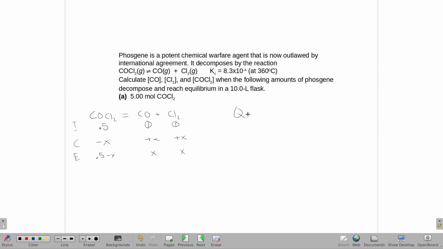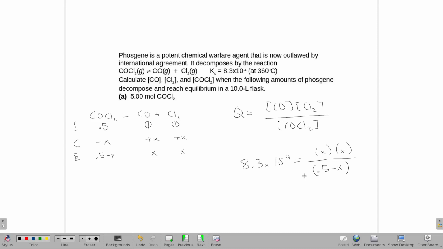And our Q for this equation is [CO][Cl2] all over [COCl2]. Alright, this is not going to be evenly reducible ever. So we plug it in. I'm going to have 8.3 times 10 to the minus 4 equals x times x all over that 0.5 minus x. This is going to be a quadratic equation no matter what. But we still would like to avoid solving that and taking time with it.